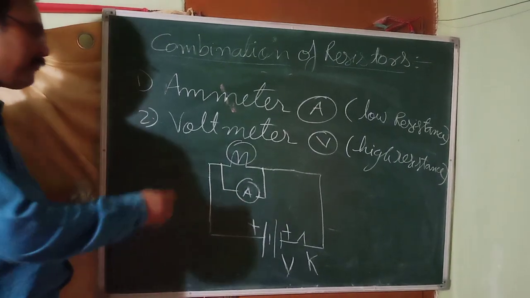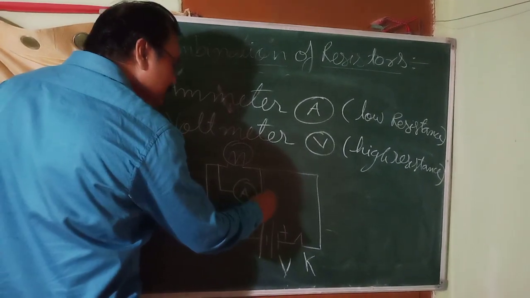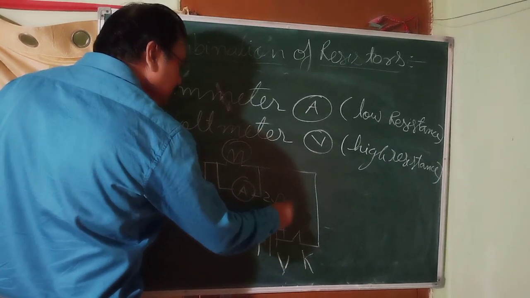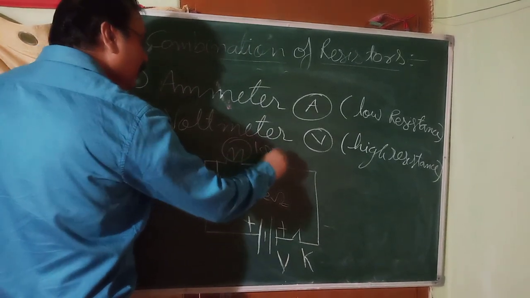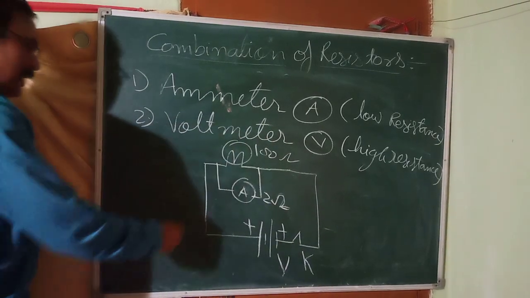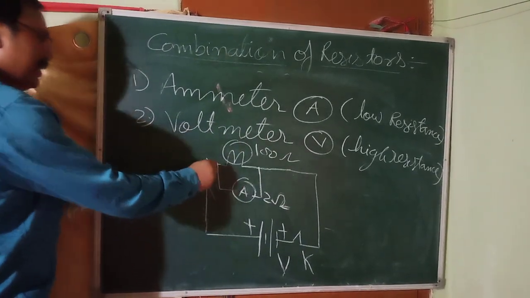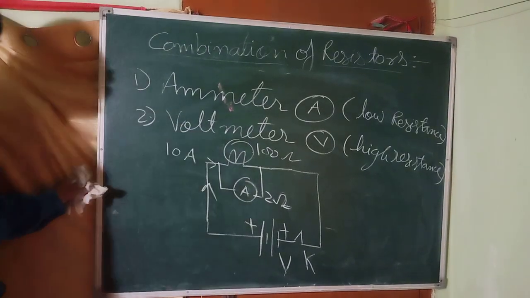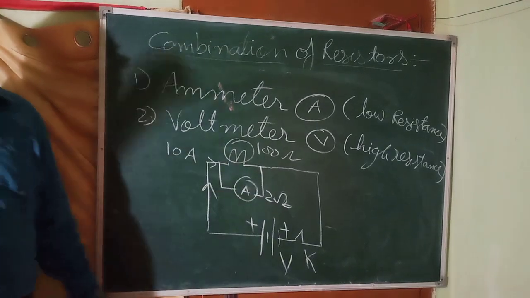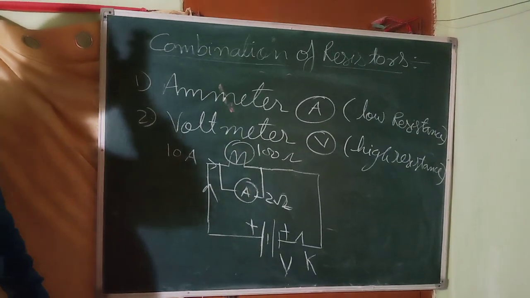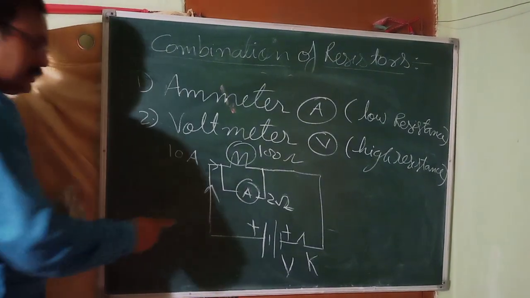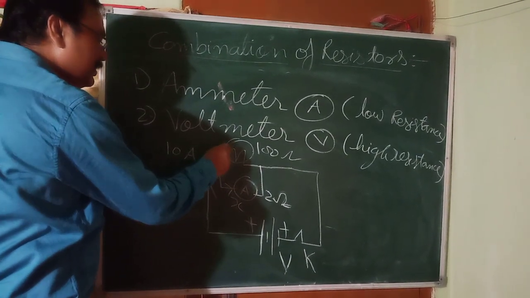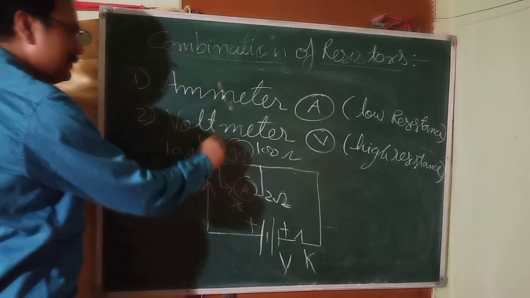I can explain with the help of an example. Suppose this ammeter has a resistance of 2 ohm, and this bulb has a resistance of 100 ohm. Suppose the current reaching here is 10 ampere. Now this current will get divided among these. Suppose the current reaching the ammeter is X, so how much current will reach the bulb? It is 10 minus X.